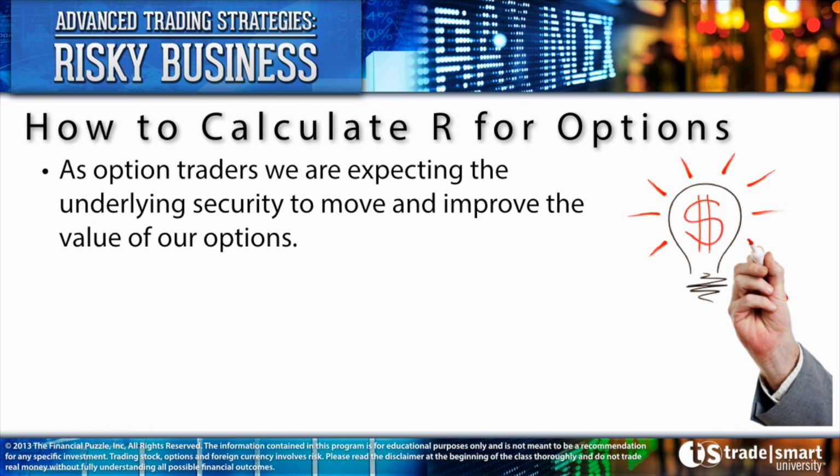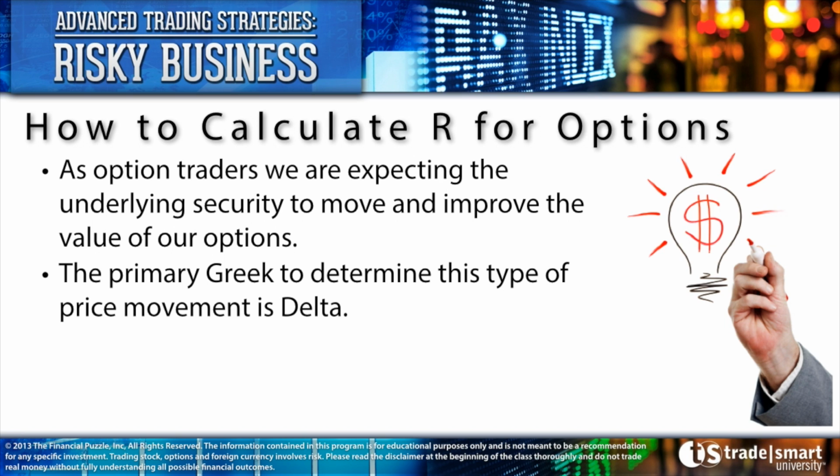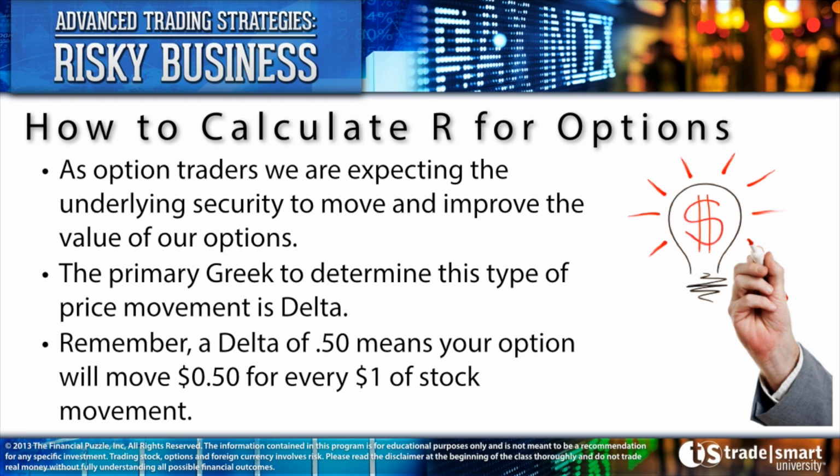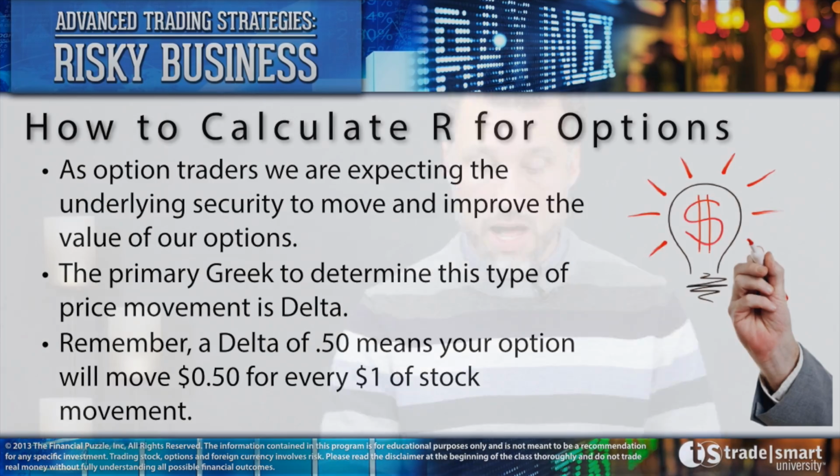Remember how to calculate R's for options: we're expecting the underlying security to move and improve the value of our options. The best way to determine this is using the Greek delta. Remember, a 0.50 delta means that for every 50-cent move in a stock, you'll have a $1 movement in your stock option.